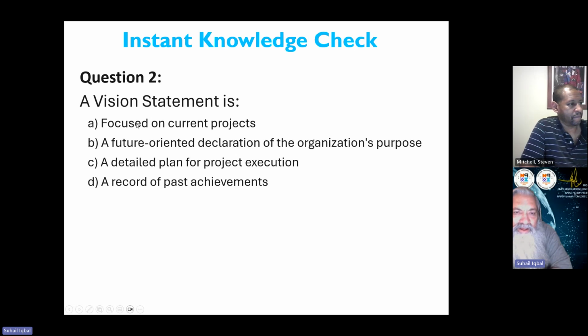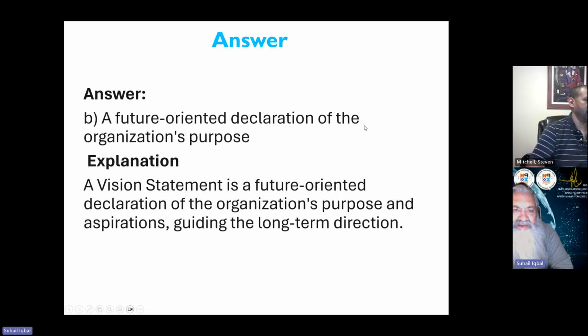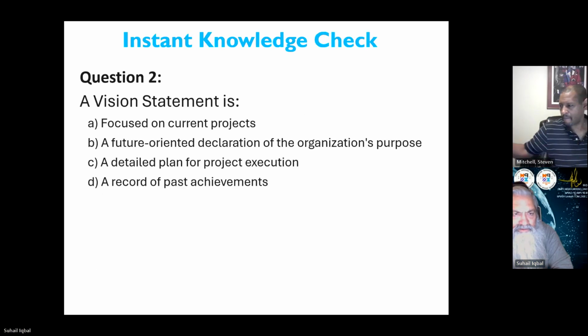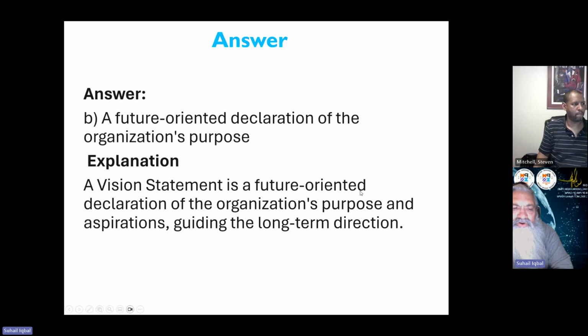Because you see, it cannot be focused on the current projects only. No, a vision statement is bigger than the projects. Is it a record of past achievement? No, that could be called an organizational process asset. That is not the vision. A detailed plan of project execution, again, is not about execution. B is the correct answer: a future-oriented declaration of the organization's purpose and aspirations, guiding the long-term direction.